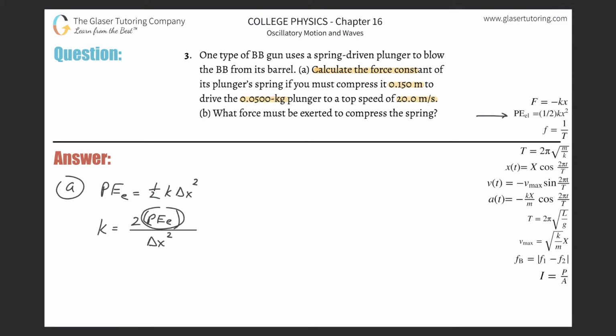So we have to consider, anytime you have energy in a problem, you definitely want to think about the basics. Energy is conserved, it's transferred. Assuming there's no friction, it's not lost. In this problem, there's nothing about friction. So the information they tell me is that the mass of the plunger is 0.05 kilograms, and the top speed of the plunger is 20 meters per second.